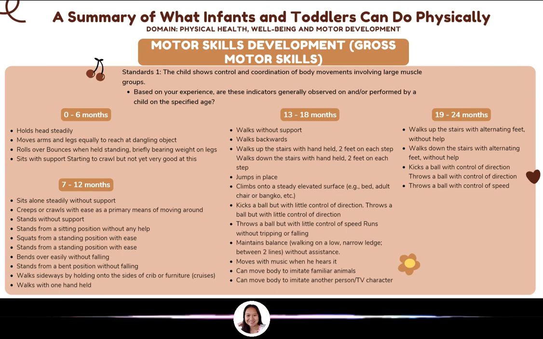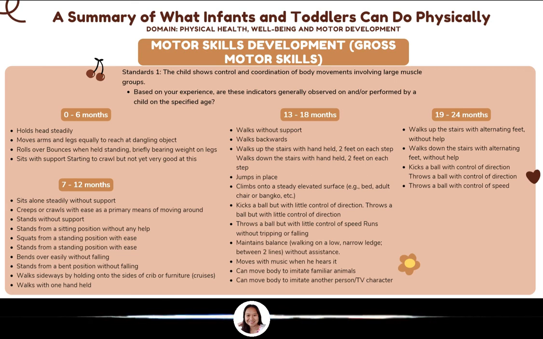They can walk backwards. They can walk up the stairs with hand held, two feet on each step, jump in place, and climb onto a steady elevated surface like a bed, adult chair, or bangko. They can kick a ball, throw a ball, and maintain balance like walking a narrow ledge between two lines without assistance. Moves with music when he hears it. Can move body to imitate familiar animals. And can move body to imitate another person or TV character.